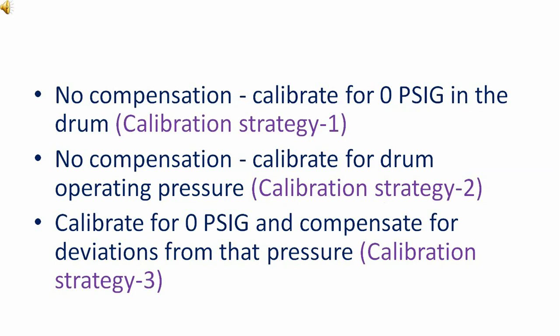No compensation. Calibrate for 0 PSIG in the drum. This is calibration strategy 1. It shall be accurate at 0 PSIG only. No compensation. Calibrate for drum operating pressure. Calibration strategy 2. It shall be accurate at operating pressure only. Calibrate for 0 PSIG and compensate for deviations from that pressure. This is calibration strategy 3.